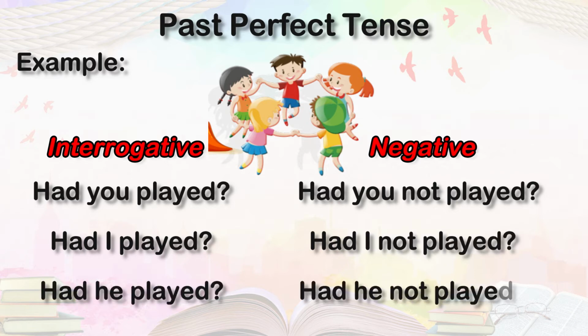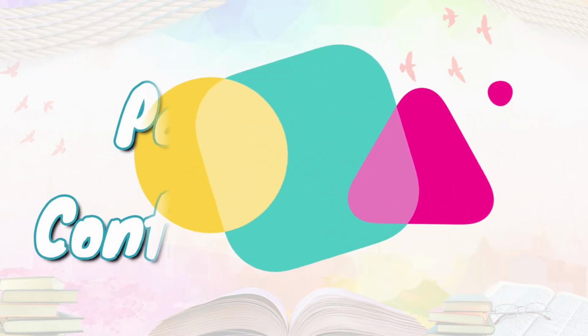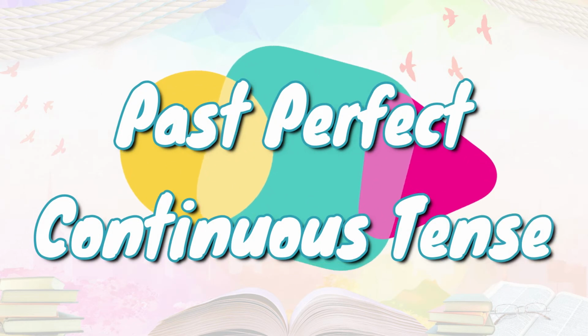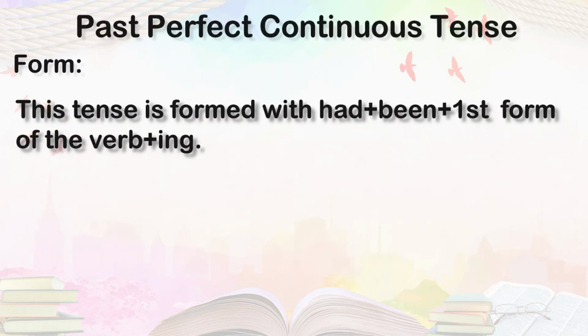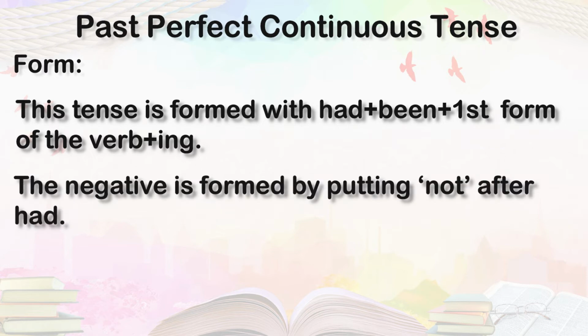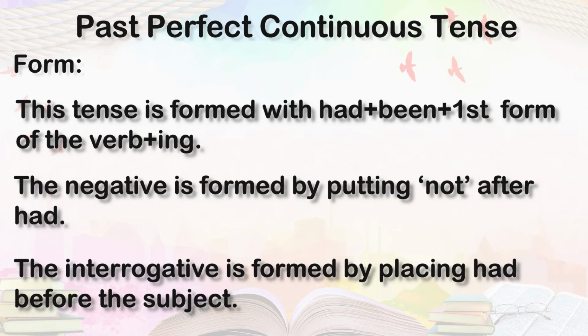Had he not played? Now, let's come to the fourth part of past tense, that is past perfect continuous tense. This tense is formed with had plus been plus first form of the verb plus ing. The negative is formed by putting not after had. The interrogative is formed by placing had before the subject.